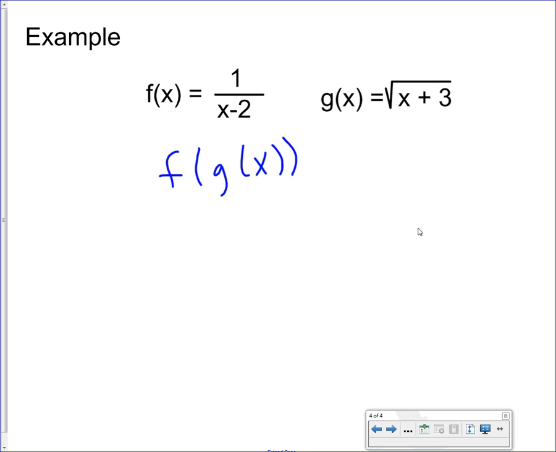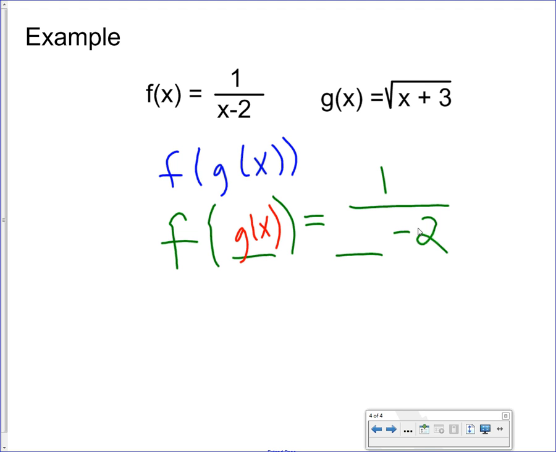So following our steps, we are going to write the outside function f with placeholder notation. So f of blank equals 1 over blank minus 2. Everywhere where there is an input x, we've left a blank. Step 2, we're going to put into the blank g of x. And so g of x is equal to the square root of x plus 3.